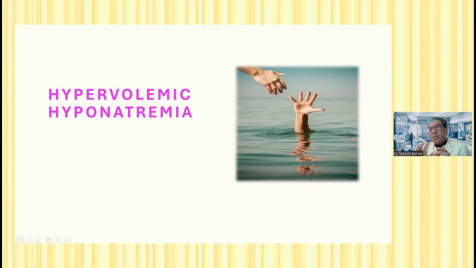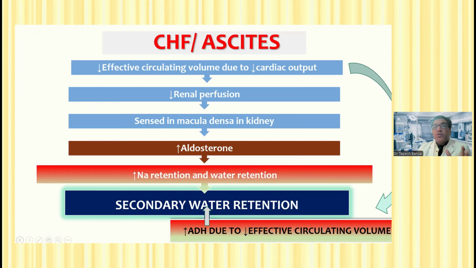Now moving on towards the end, we have this condition of hypervolemic hyponatremia, which is by far the easiest, but by far the most difficult to manage. So in CHF, ascites, why do you get hyponatremia? So the answer is simple, dilutional. But what beyond dilutional? What really is happening?